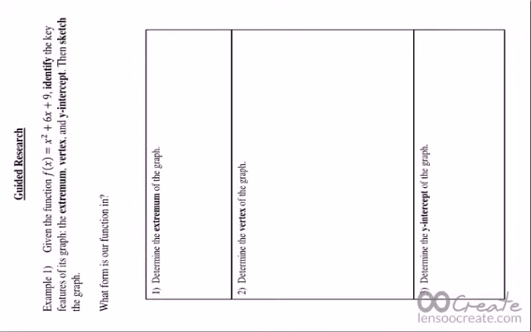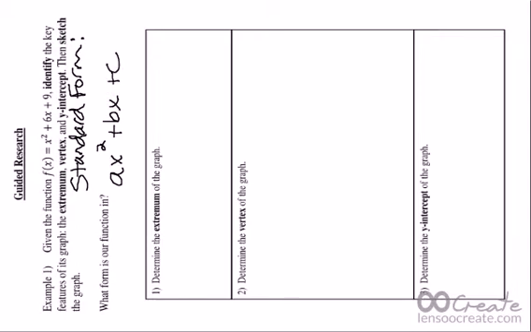bit easier. The first thing I want to do is notice what form our function is in. And this is actually going to be in standard form. Now, standard form is always going to be a times x squared plus b times x plus c. Alright, a, b, and c are going to be numbers.